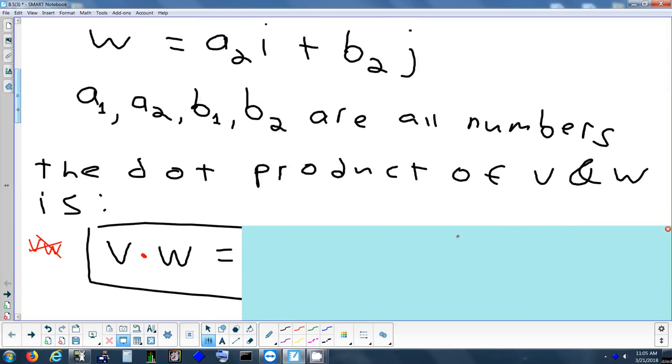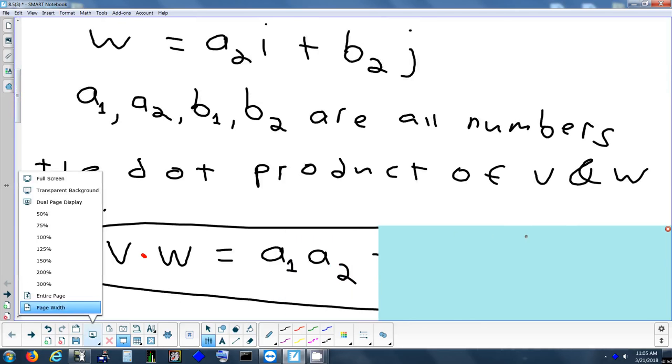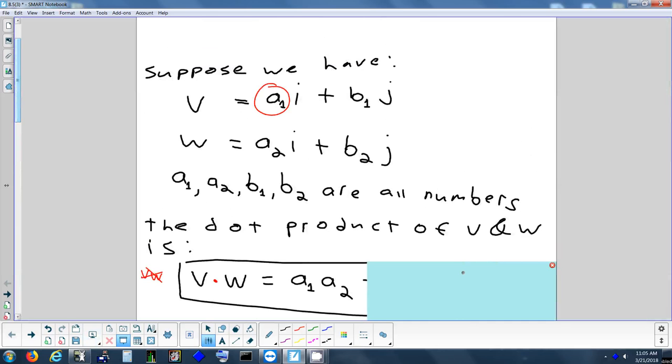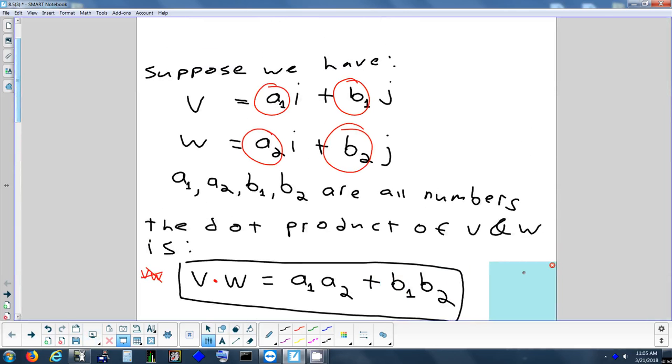Okay, so to find the dot product, the first thing you do is take A1, which is right here, take A2, which is right there, multiply them together. Then you're going to add B1 times B2. So you're going to take that, you're going to take that, multiply them together, and add them. So let's kind of go through this and see what our answer would be.